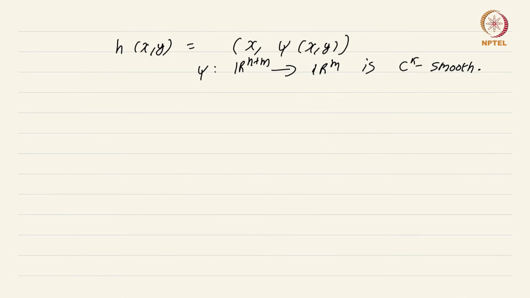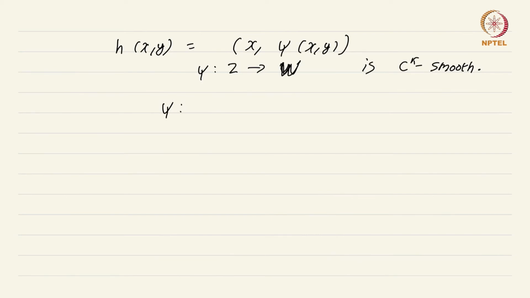Okay. Now this psi is not from R^(n+m) to R^m. This is from Z to W, because we know the domains of G and H. This is from Z to W. Sorry about that. So this psi from Z to W is a C^k smooth map.